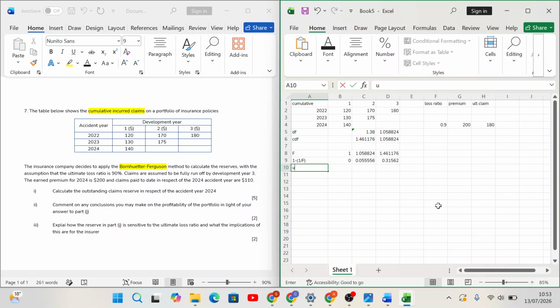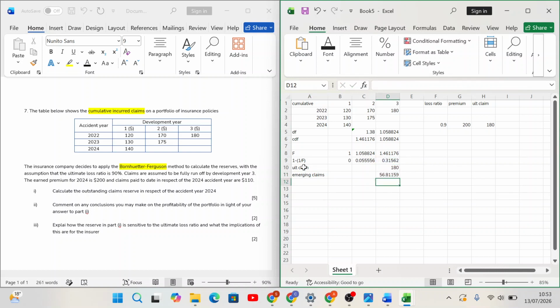So I'll just write here ultimate claim for the year 2024 is this value 180. So that allows us to calculate the value of the emerging claims, which will be 0.315 multiplied by 180.